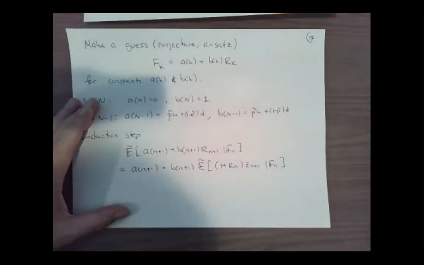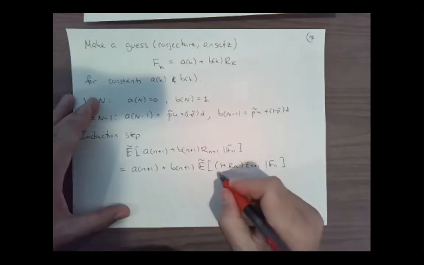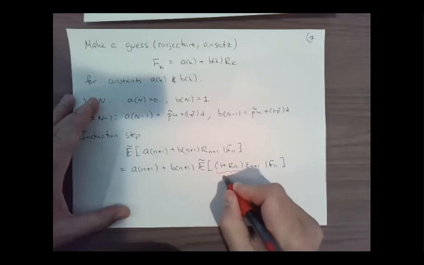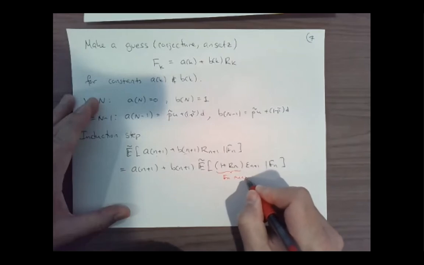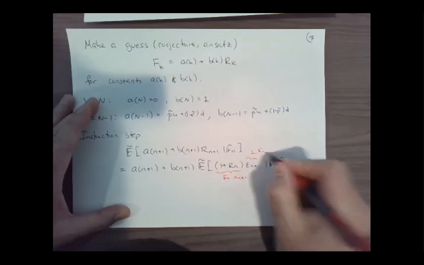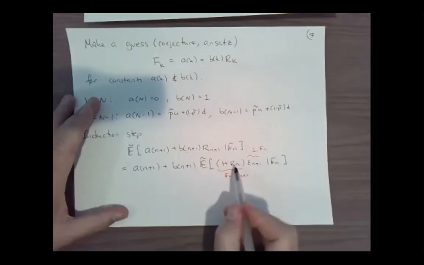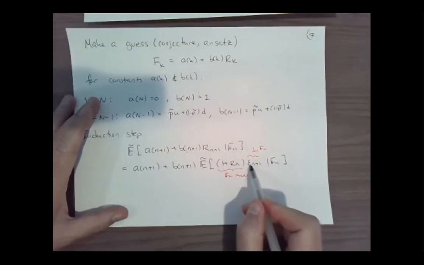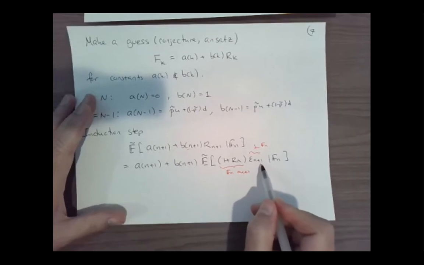And so now we have the situation we had before. This one here, this is Fn measurable. This part here, this is independent of Fn. So we are in this familiar situation. We pull this one outside and just take the unconditional expectation of the last part.